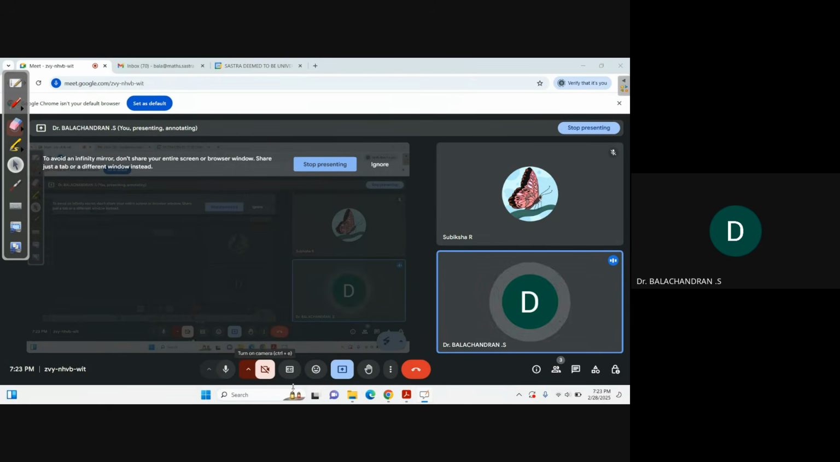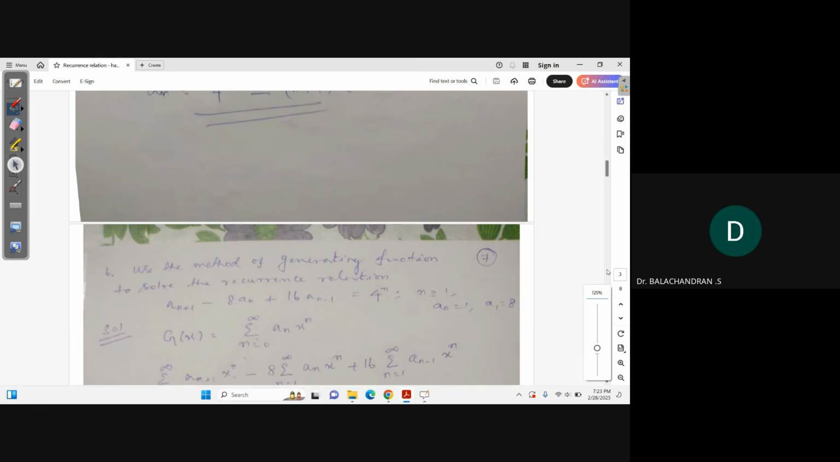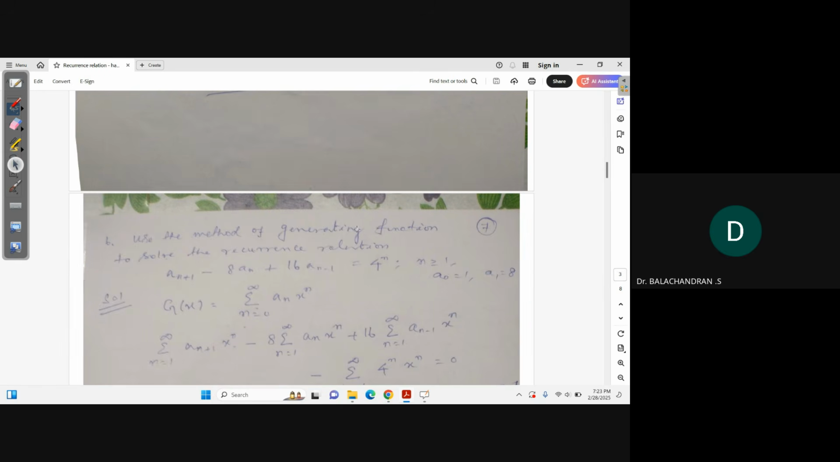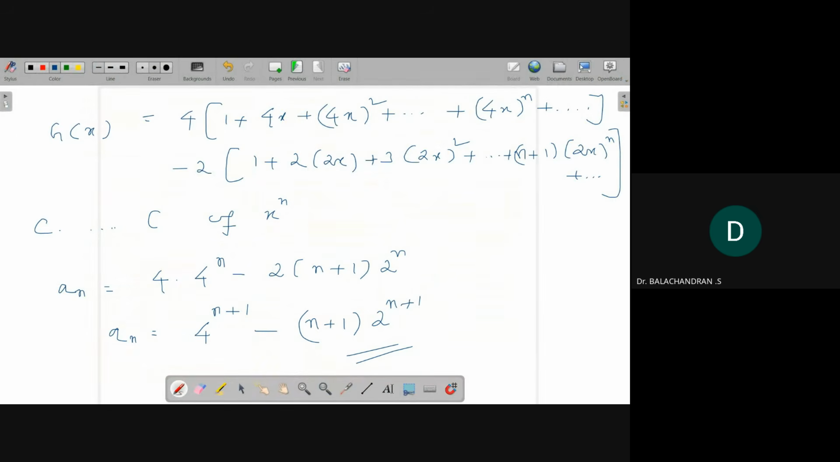So next problem. Use a method of generating function to solve the recurrence relation a_{n+1} minus 8 into a_n plus 16 into a_{n-1} equal to 4 power n, where n is greater than or equal to 1, and a_0 equal to 1 and a_1 equal to 8. So maybe I'll write here the problem.